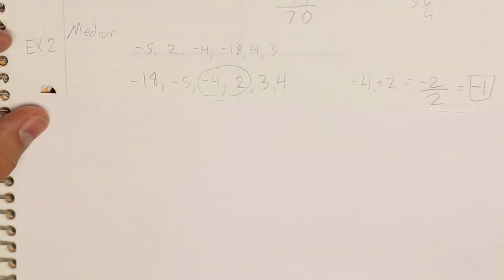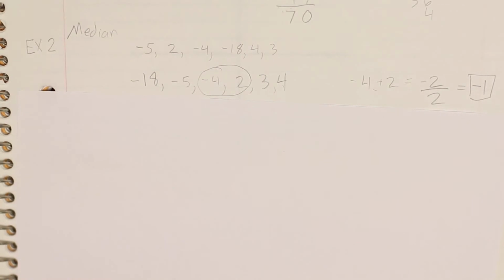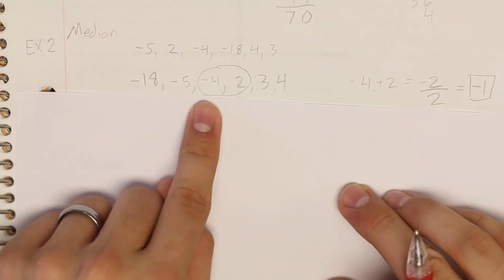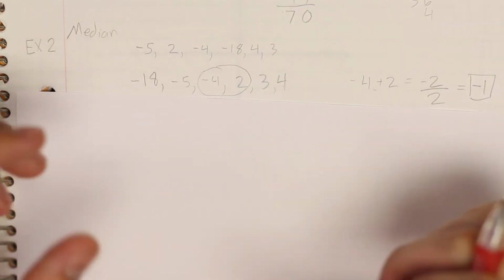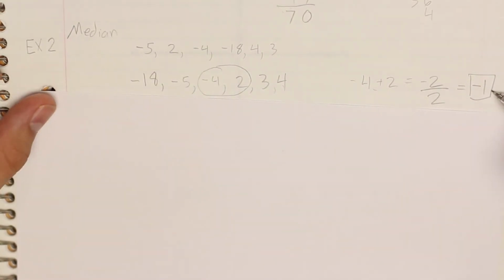for the median. Now, of course, if we had all positive numbers, we would have probably had a positive median. But having a mix of negative and positive numbers and having more on the negative side, it kind of pulls our median that way. So we have a negative median, which is fine. The median is pretty easy to find.